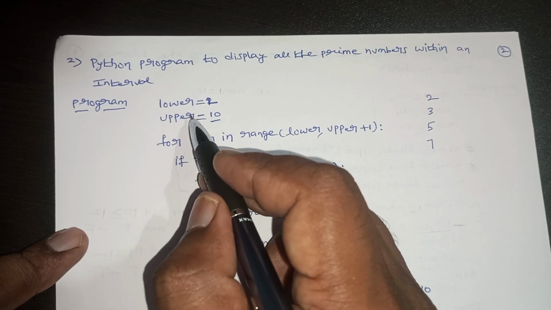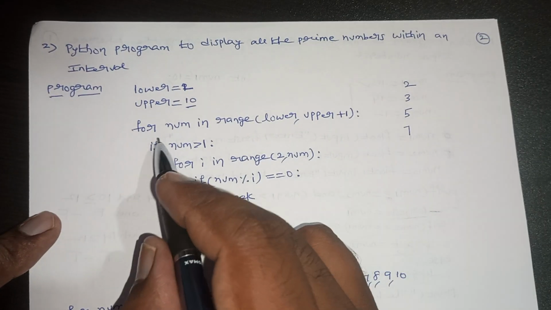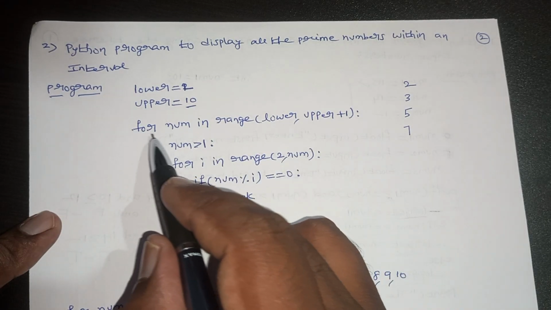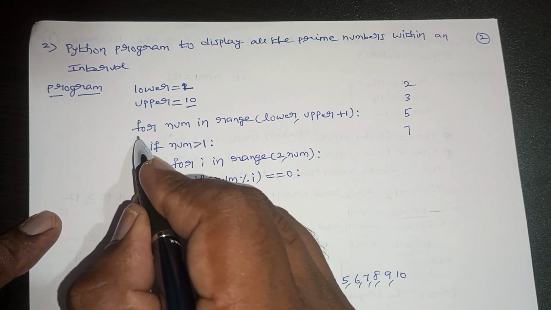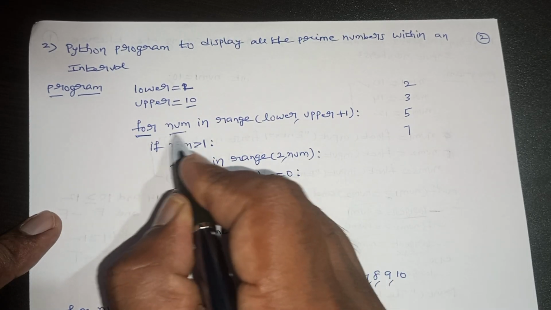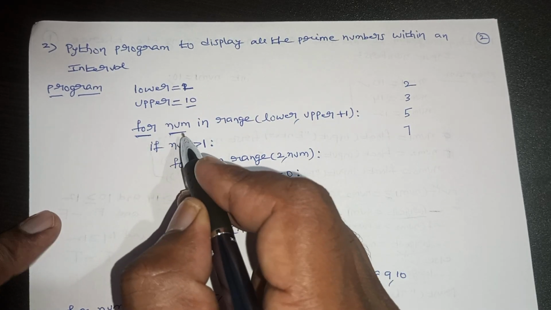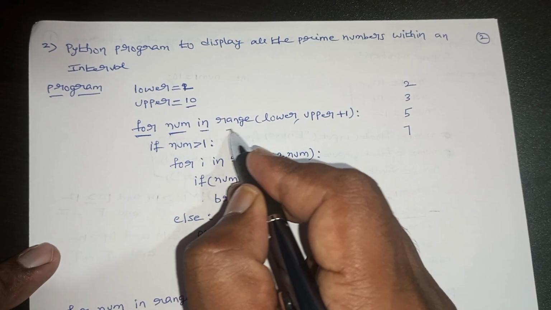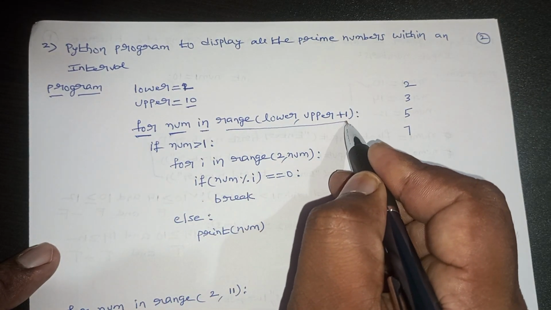You take whatever names you want. Okay, now coming to our program. Okay, now coming to our for loop. For num, this is a for loop. Num is a variable, you take your own variable. In is an operator, so range of lower comma upper plus 1.